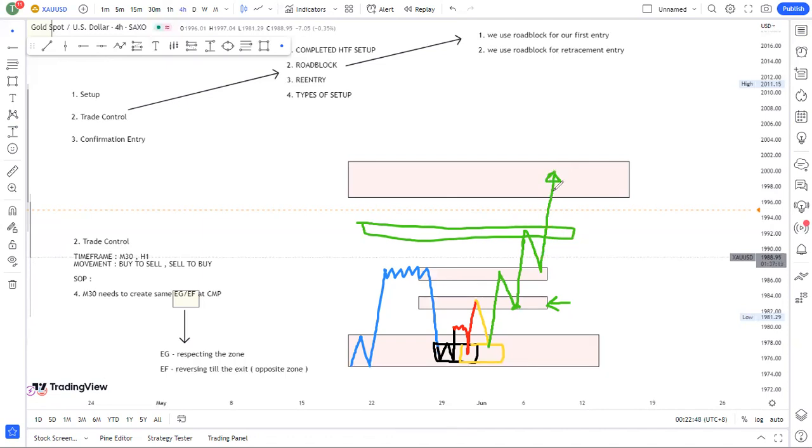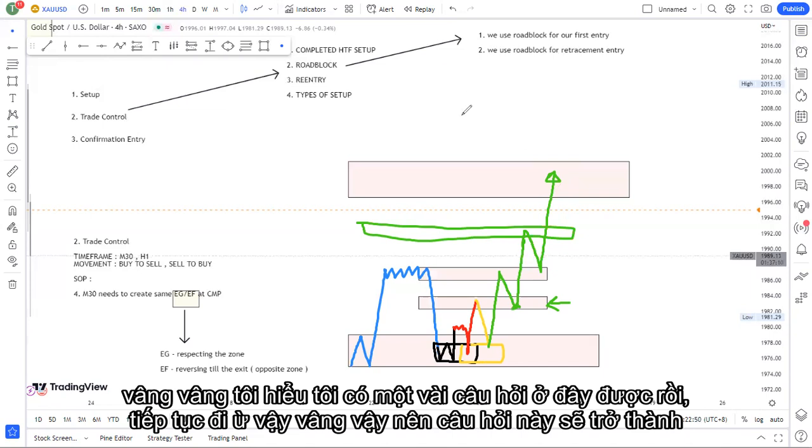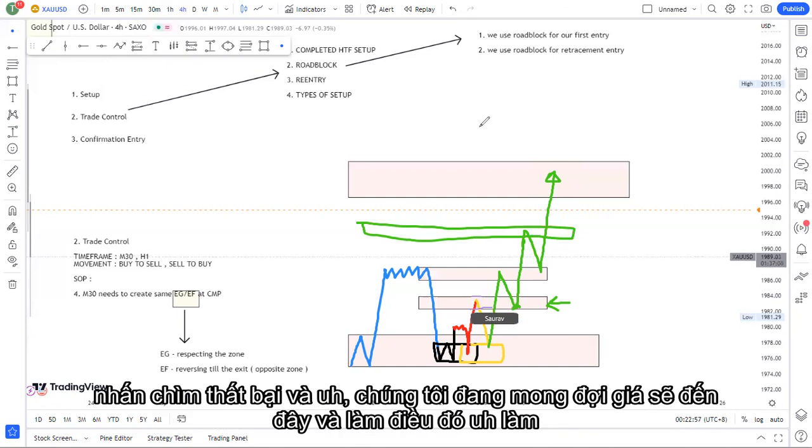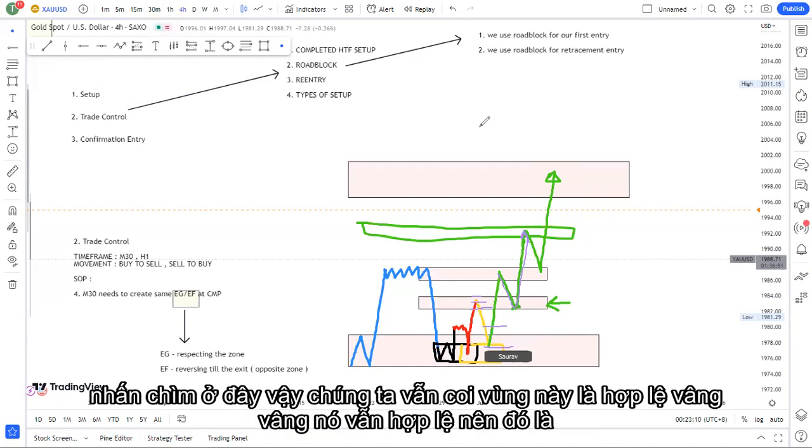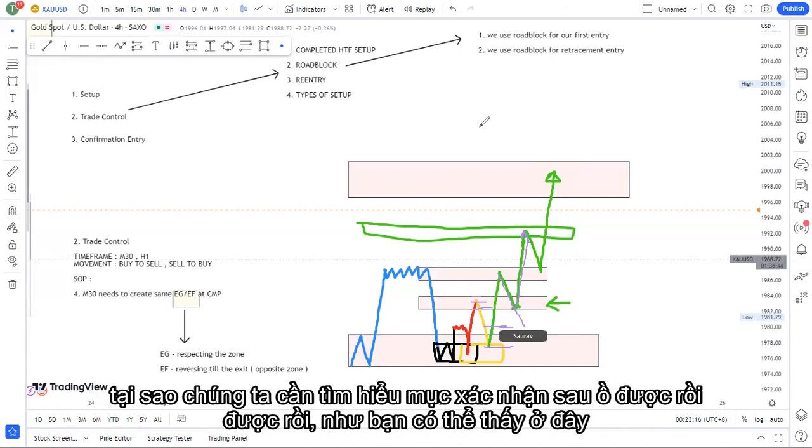So do you understand that? Yes, I understood. I have a few questions. All right, go on. So this one becomes engulfing failed, and we would be expecting the price to come here and go above. But what if this engulfing fails and there is an engulfing buy here? Do we still consider this zone to be valid? Yes, it's still valid. That's why we need to learn the confirmation entry later. Okay, got it.